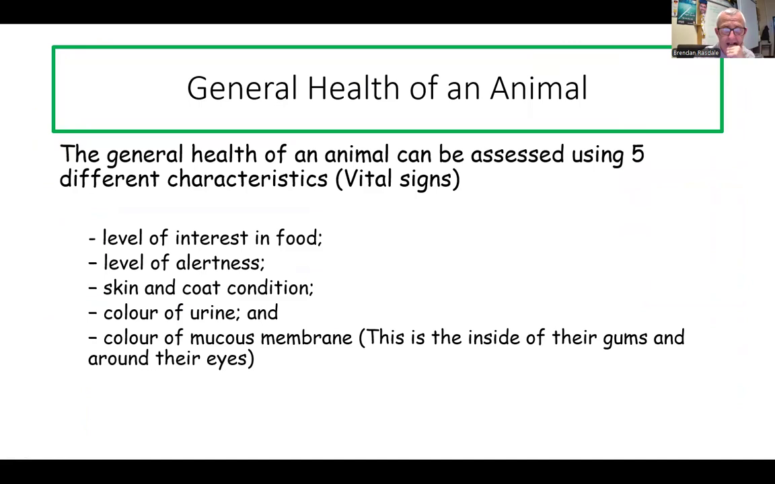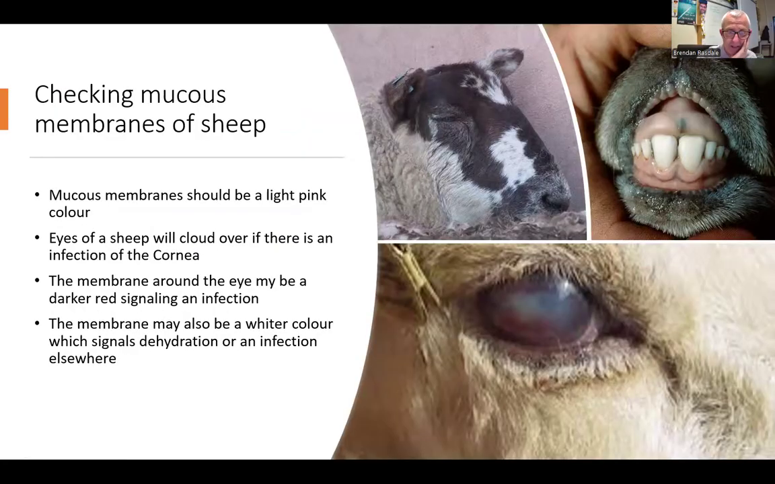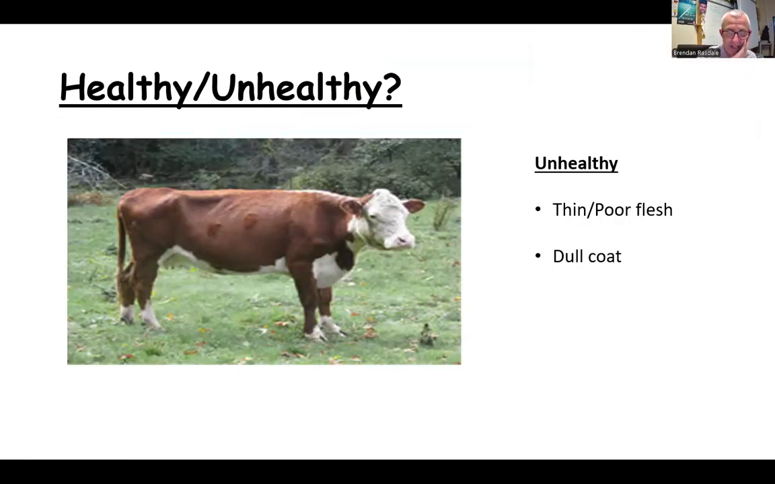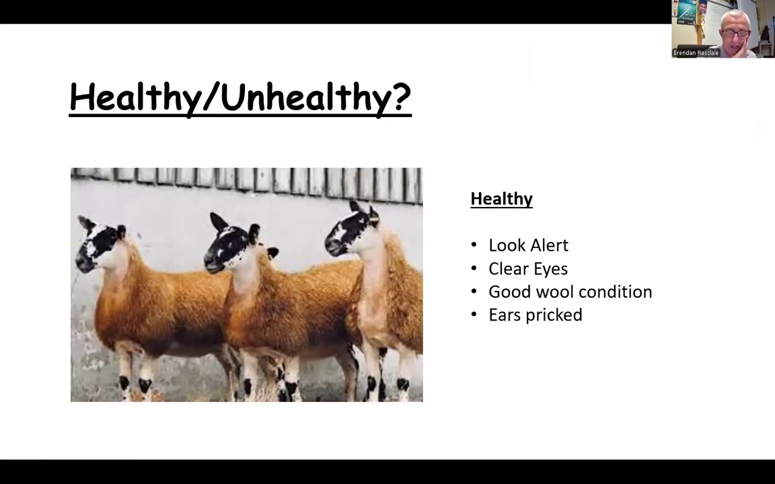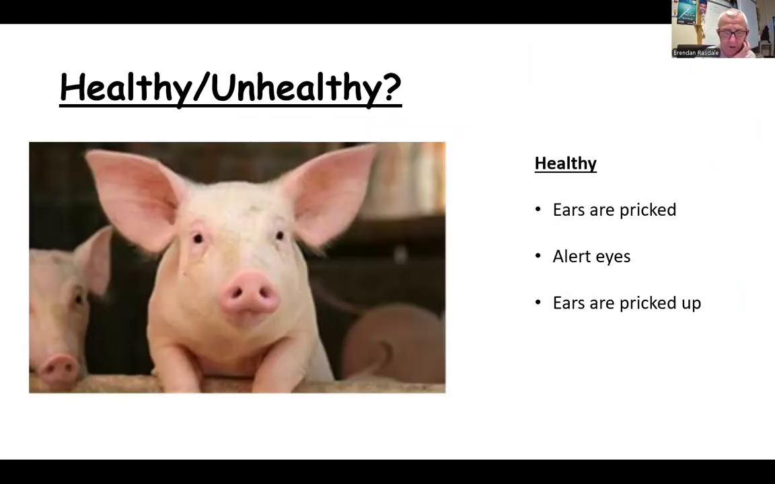Level of interest in food, appetite, alertness, are their ears pricked, and so on. This is just if you're assessing the general health. What you see: the mucous membrane, whether they have runny eyes, a poor coat, even that their animal layers are down, and so on. Okay, look, we've seen that.